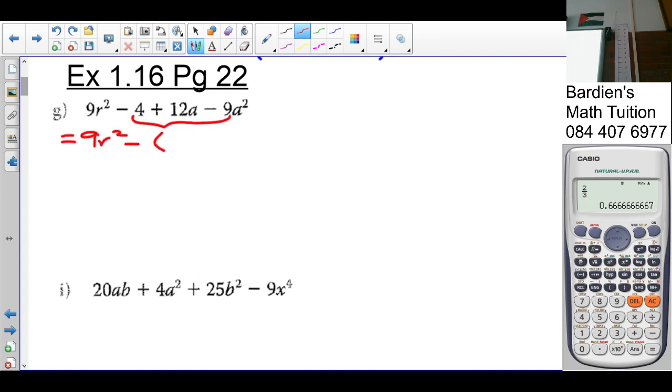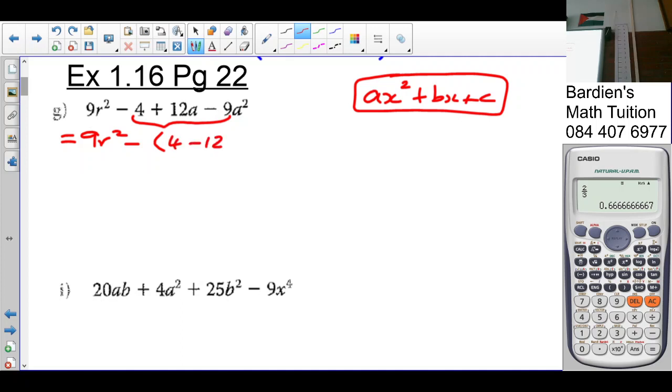Take out negative as a common factor. Remember, the trinomial consists of a squared, a and no a. This is the standard form of a trinomial: ax squared plus bx plus c. That is a standard form. So look out for that. Although this trinomial is the other way around. You see that? So this is going to be 4 minus 12a plus 9a squared.